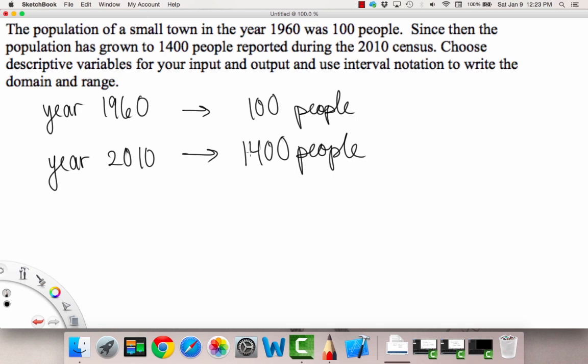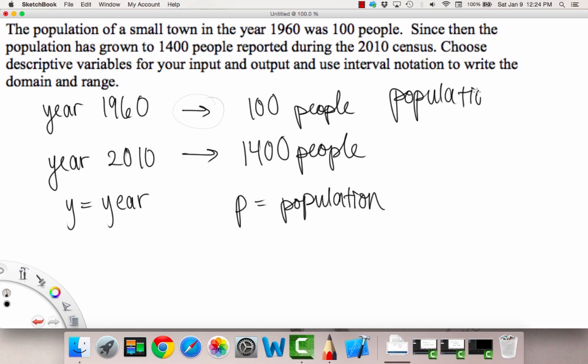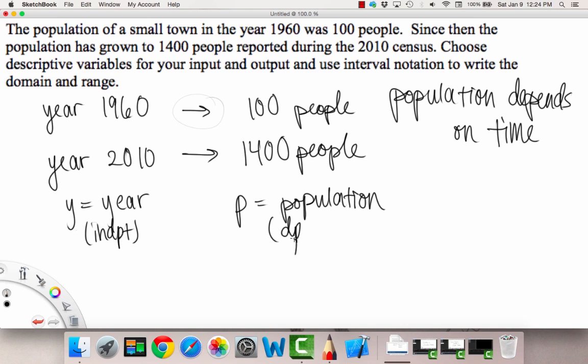So we're going to choose descriptive variables for our input and output. So input would be, in this case, our year, okay? So y is going to be equal to year, let's say, okay? And then for this variable here, we use p for population, okay? And as I've already suggested, by the direction of the arrow, the population depends on the year it was, okay? So population depends on time. I'll just put time here, but that just means the year it is, okay? So this means that our year is our input. So that means this is the independent variable, and population is consequently the dependent variable.